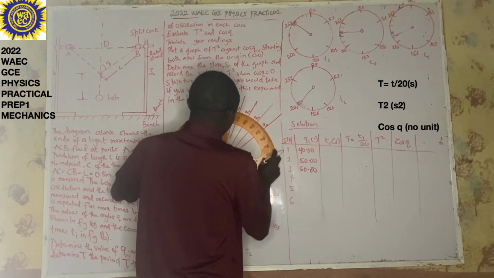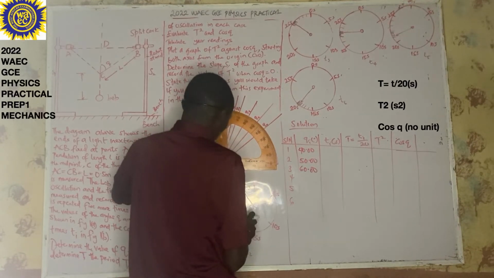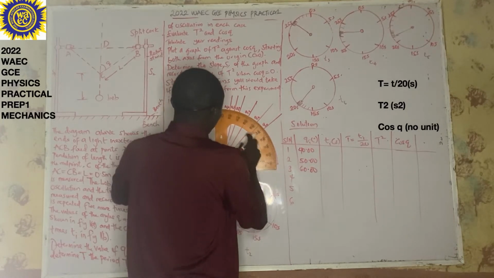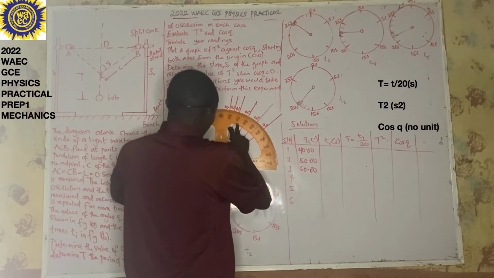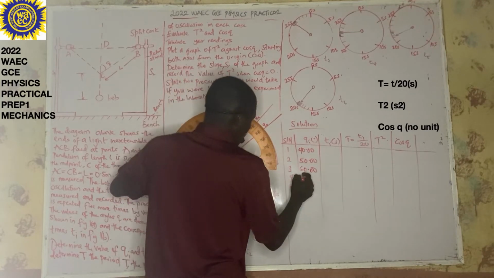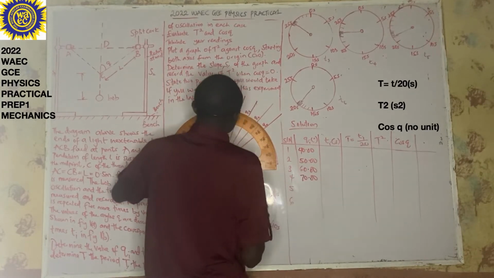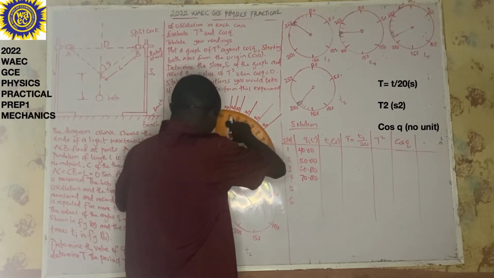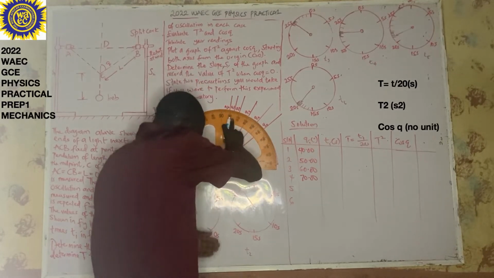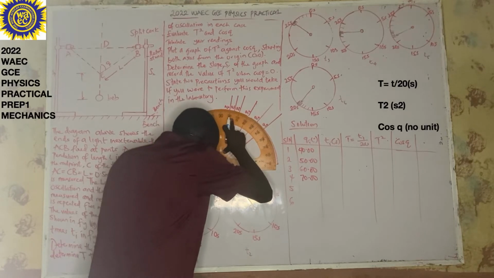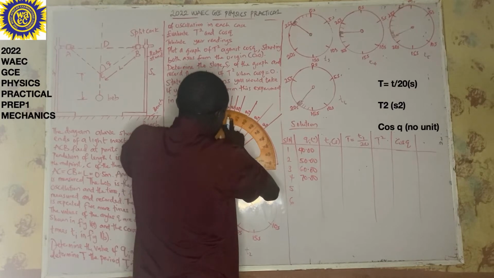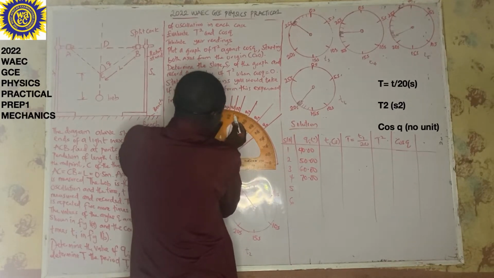We have 60.00. This one's going to be 70, so that is 70.00. This one is 70. Don't forget, this one must not miss. Ensure that your protractor does not shake. This is 70 now. This is the middle between 70 and 80. This is going to be 75.